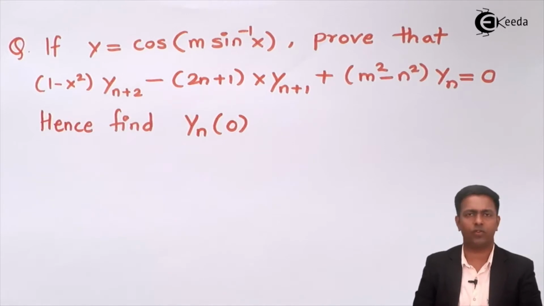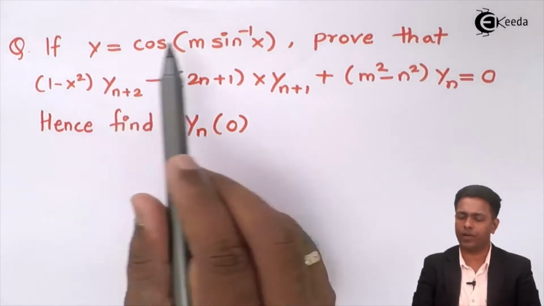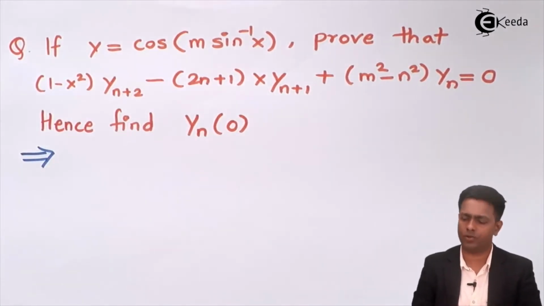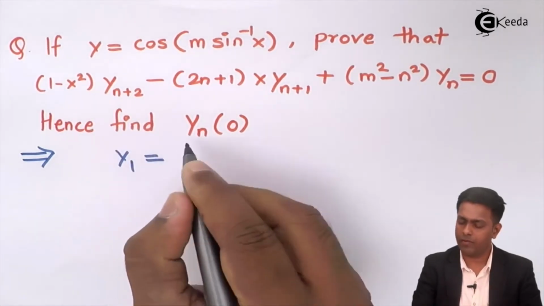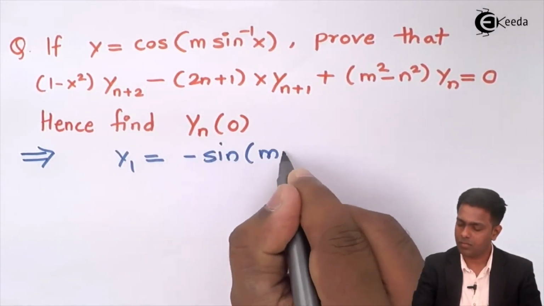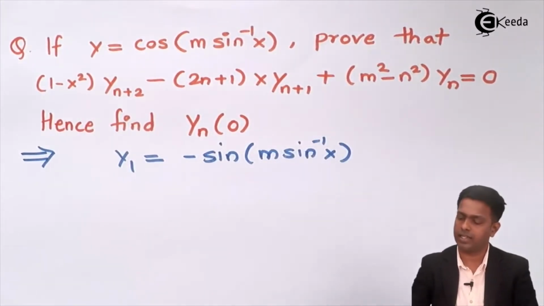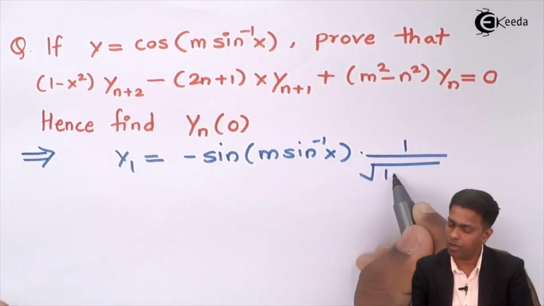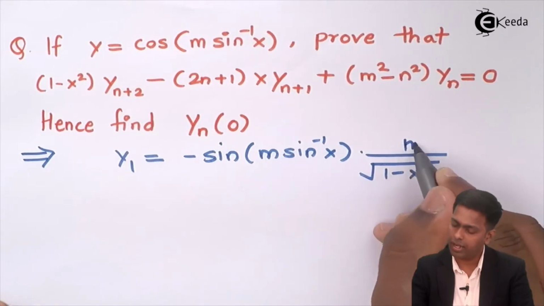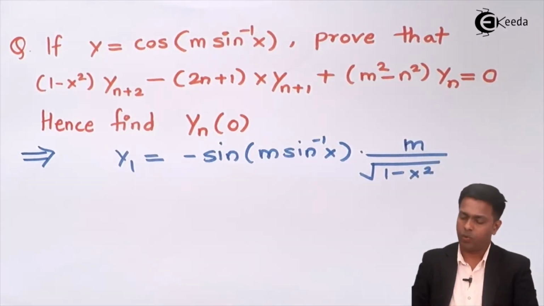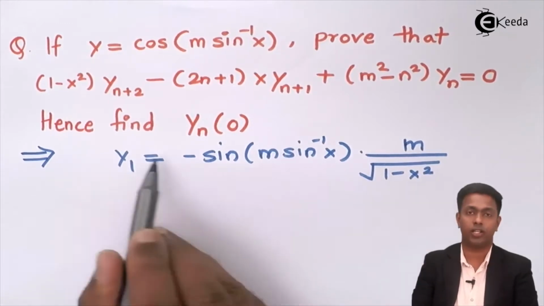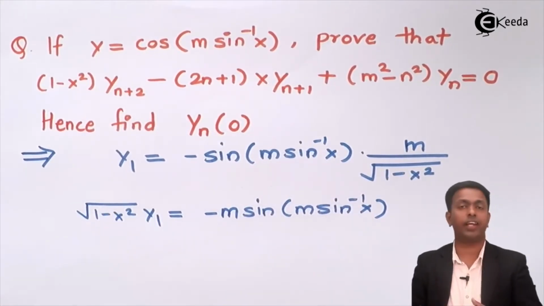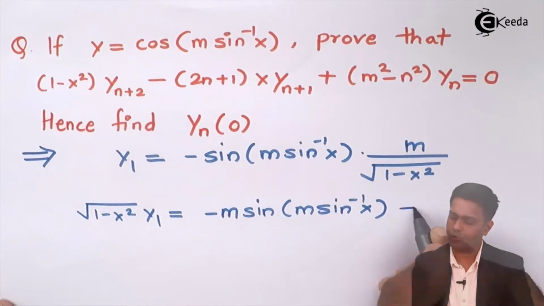So let's start. So guys, first of all, I'll find out y2, that is the second derivative of this y. So for that, let's go with the first derivative and then let's find out the second derivative. So the first derivative, that is y1, is given as minus sine of m into sine inverse of x, then into the derivative of sine inverse of x, which is 1 upon under root 1 minus x square, into m, because m is a constant. Now guys, what I'll do is I'll shift this under root 1 minus x square to the left hand side, so that will become... Next we'll find out the second derivative, so I'll call this, let's say, equation number 1.